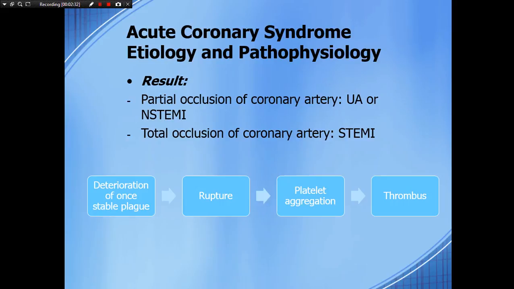What causes a coronary plaque to suddenly become unstable is not well understood, but systemic inflammation is thought to play a role. Patients with suspected acute coronary syndrome require immediate hospitalization.